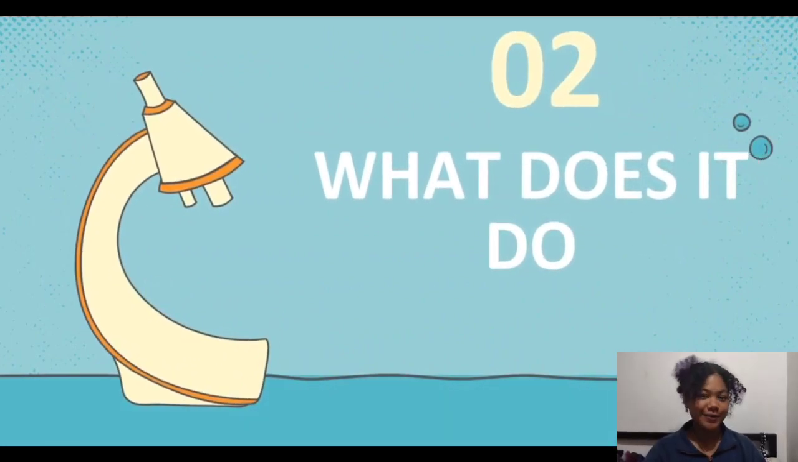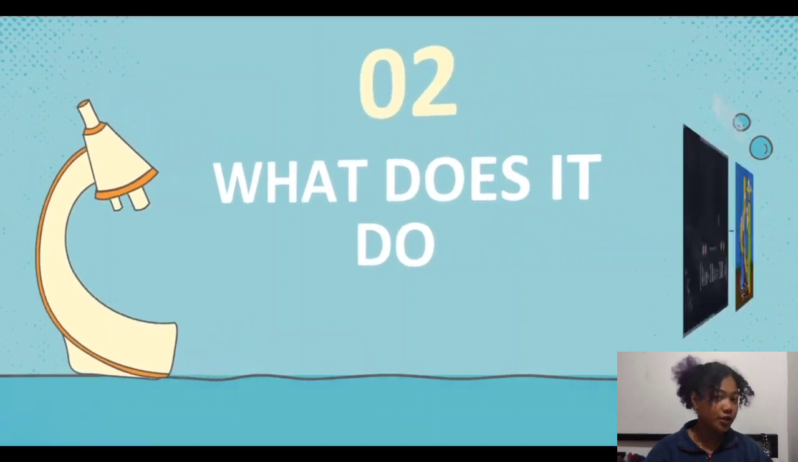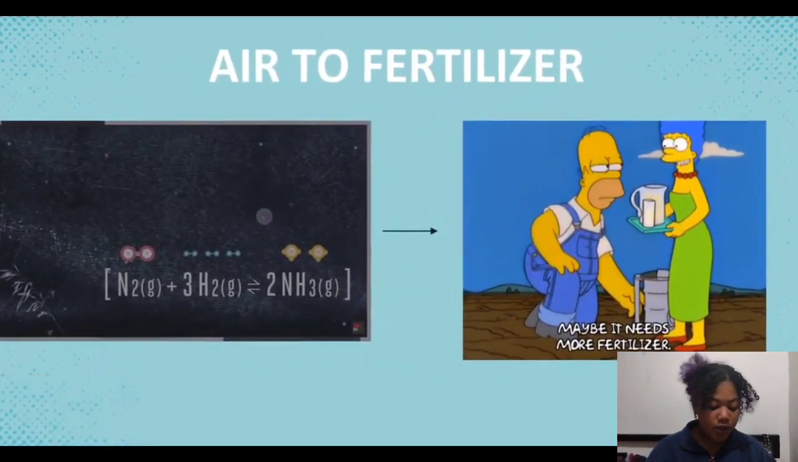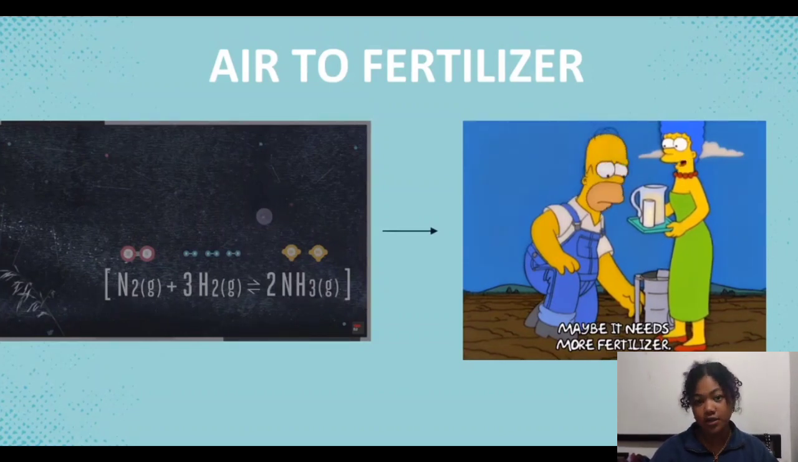What does it do? The process combines atmospheric nitrogen with hydrogen to produce ammonia, which is a major component of fertilizers used to promote plant growth. The Haber process provides a good case study to illustrate how industrial chemists use their knowledge of factors that affect chemical equilibria to find the best conditions needed to produce a good yield of products at a reasonable rate.